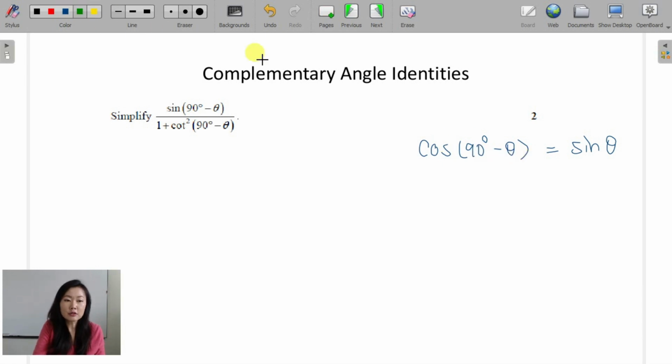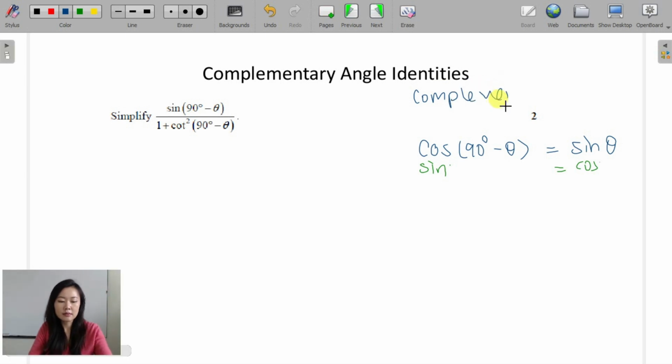So I'll just do it in a different color. It can also work as sine 90 minus theta is equal to cos theta. I won't write the same thing, but that's essentially the same identity in a different variation. Now, this complementary angle identity, let me actually write it. It's a complementary angle. Okay, so I'll just write like that.